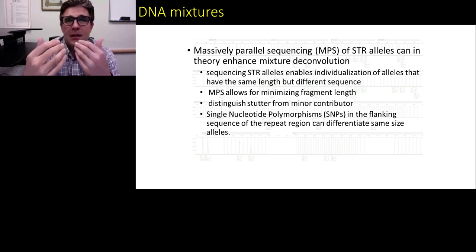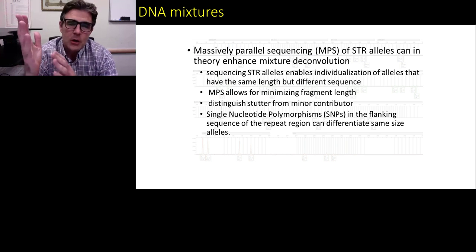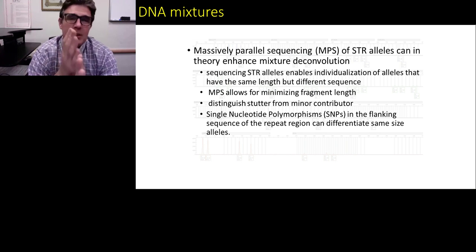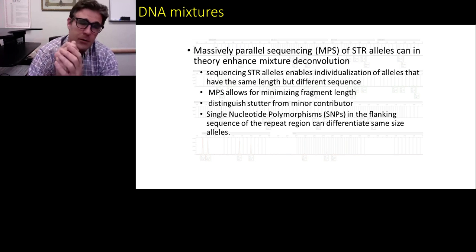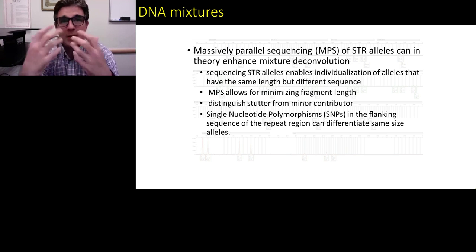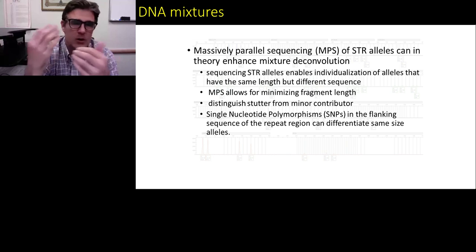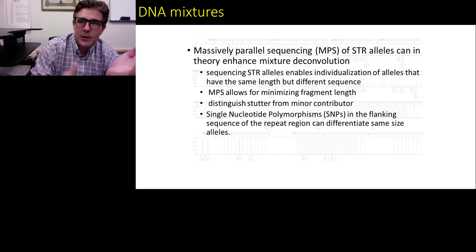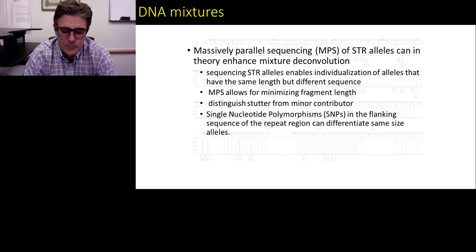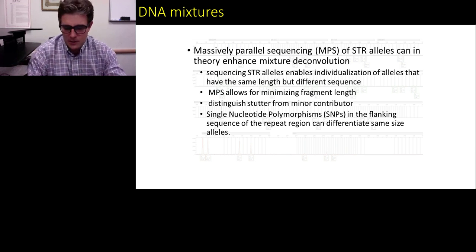And in some cases, it can distinguish between a stutter, an artifact of a major contributor in a mixture, and an allele of the minor contributor that would normally overlap with the stutter of the major contributor. If we can distinguish those by sequence, that is obviously an advantage in determining, for example, the number of contributors and the ratio between the major and the minor. And obviously, in the past couple of years, we've seen probabilistic genotyping really help mixture deconvolution via STRs.